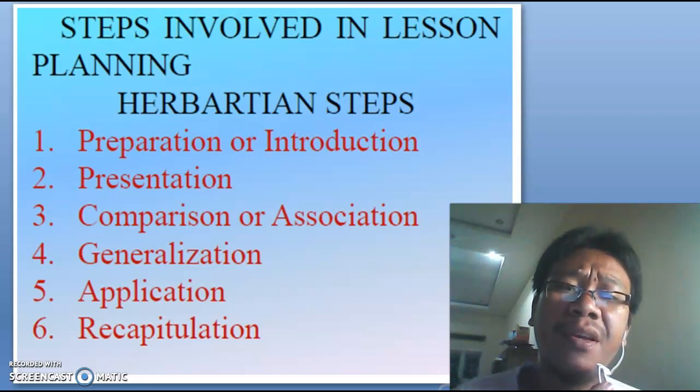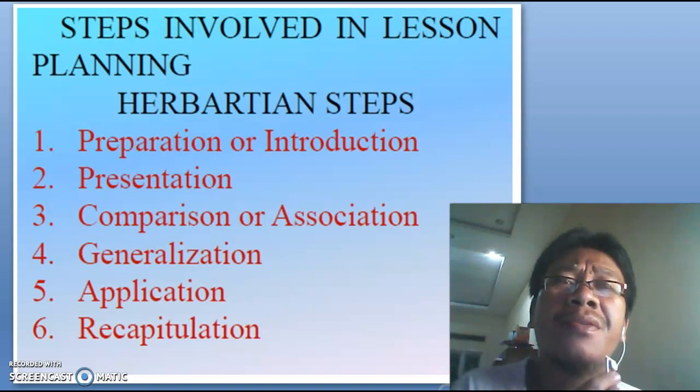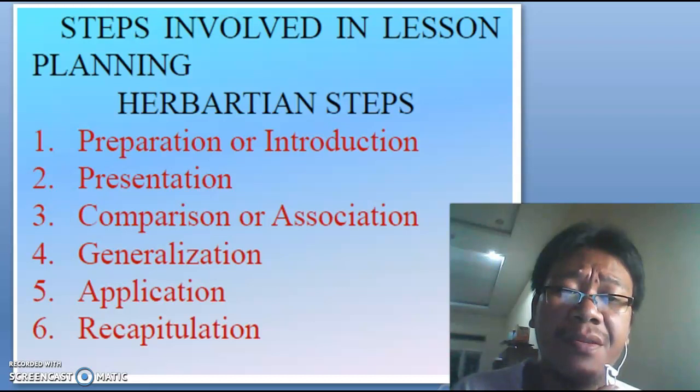You need to prepare it. Knowledge is to be linked with the previous knowledge. You need to know your students. You need to know your students' previous knowledge.